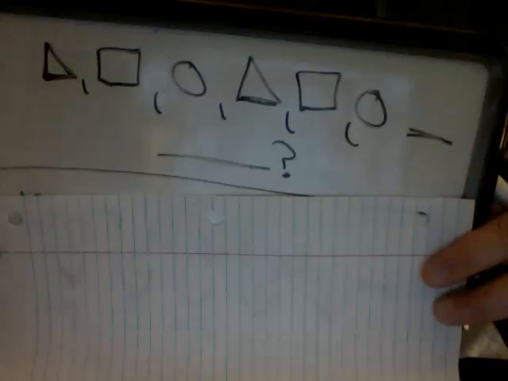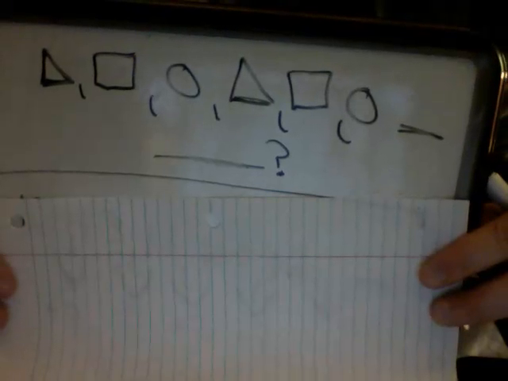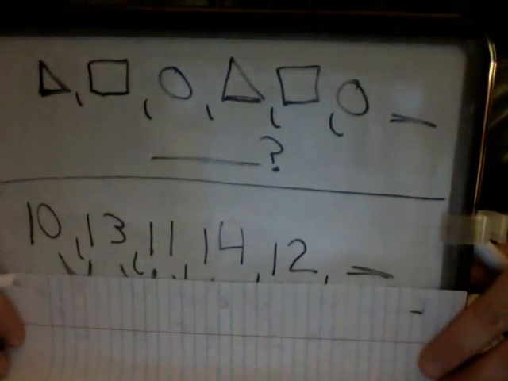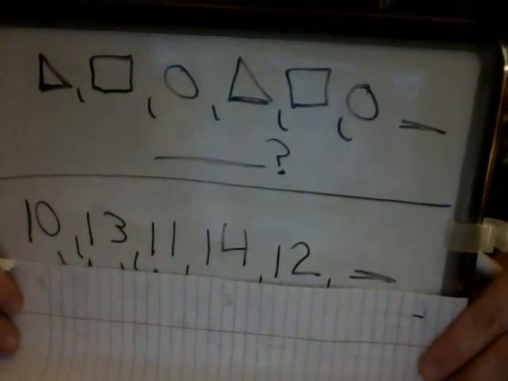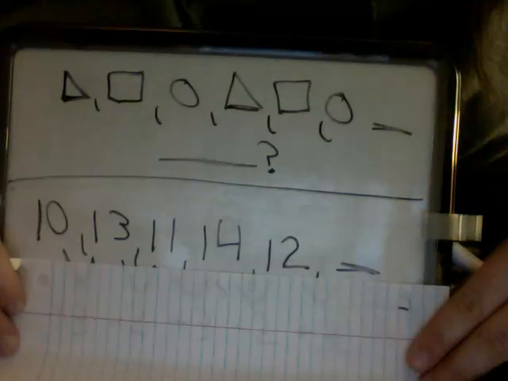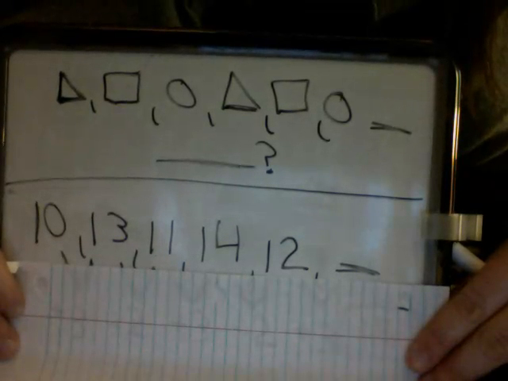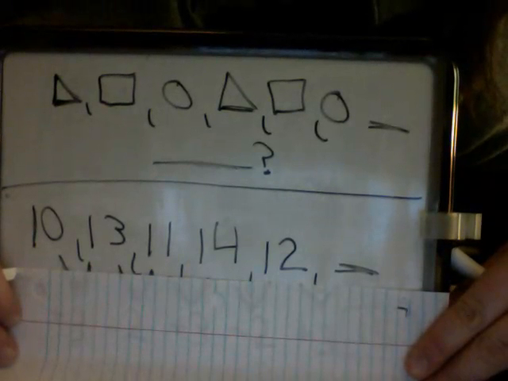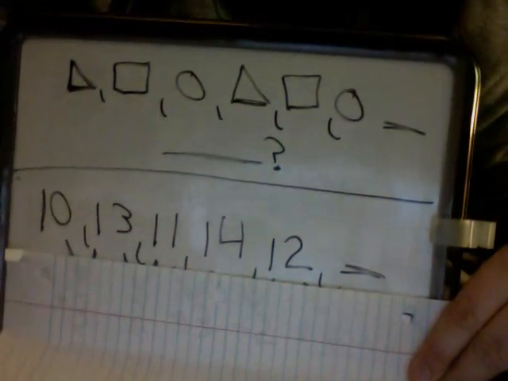Now, let's take a look at the numbers I have below. The numbers say 10, 13, 11, 14, and 12. Alright, and you're probably thinking, what do those numbers even mean? What are we going to do with them? Well, just think about it. If we are having to figure out patterns, then what is a pattern? Well, we already said it's repeating and it's consistent.